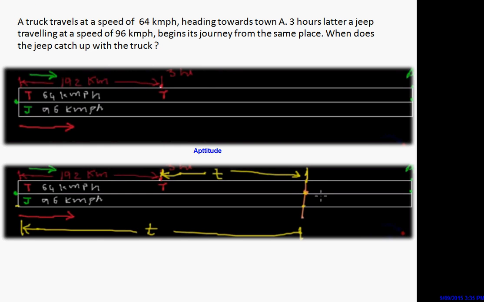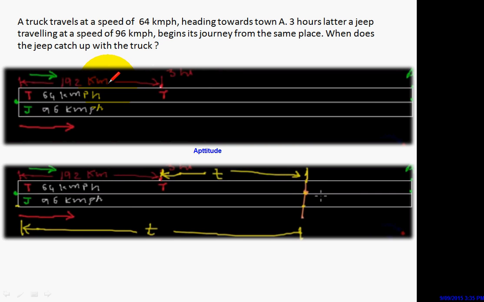Is it clear? Initially both the truck and the jeep are not starting at the same time. Initially only the truck is starting, and it travels for 3 hours. In 3 hours it travels a distance of 192 km. How do we arrive at this 192 km? Speed into time. The speed of the truck is 64, time is 3. So 64 into 3 will give you 192 km. That is the distance travelled by the truck in 3 hours.